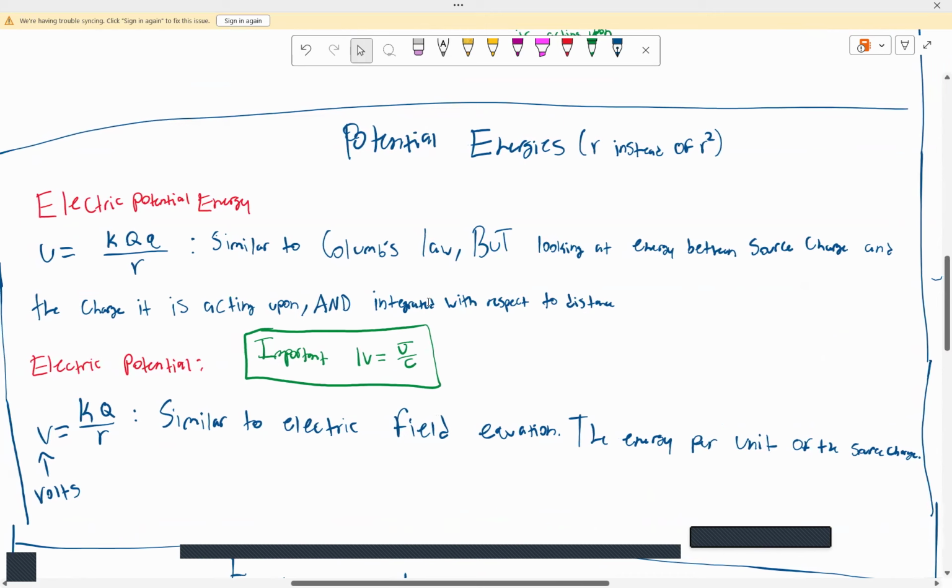And then electric potential is V, in volts. Remember, 1 V is equal to 1 joule per coulomb, which is similar to the electric field equation. But it's the energy per unit of the source charge. That's what electric potential is.